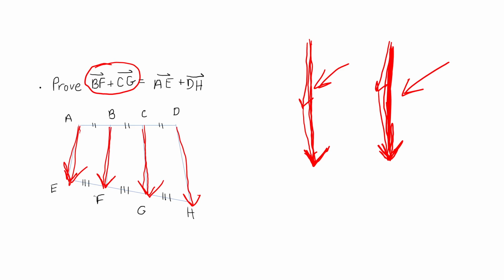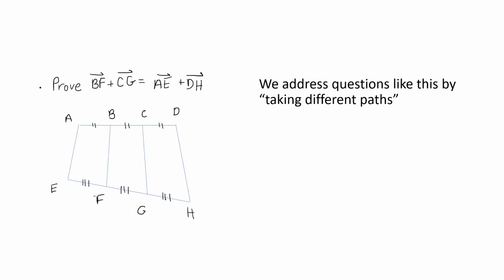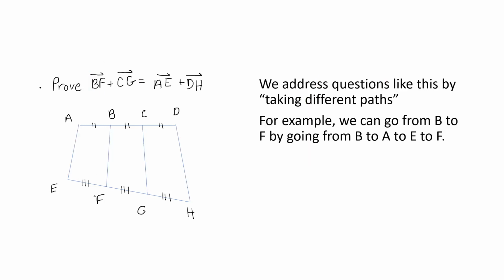So we're going to take what I call a different paths approach to this. Instead of going from B straight to F, the way we could, a sensible way of doing it, we're going to take the scenic route. We're going to go from B to A, and then we're going to go from A to E, and then we're going to go from E to F. Okay?